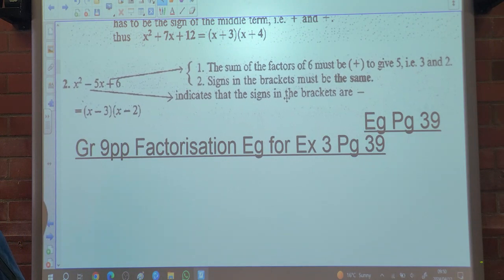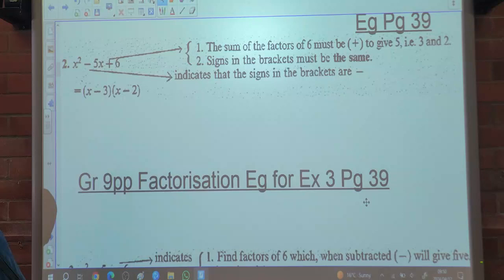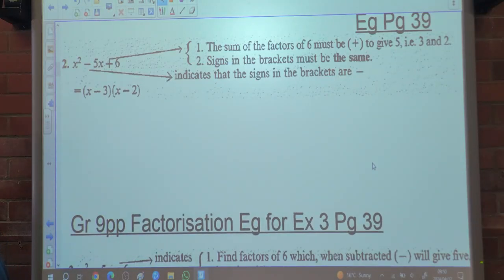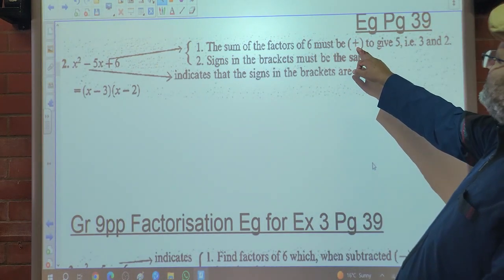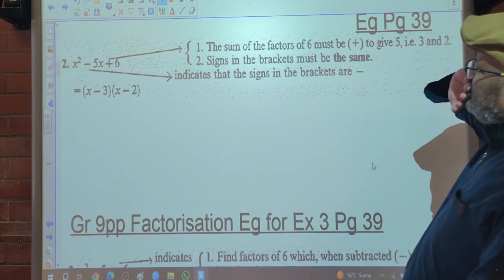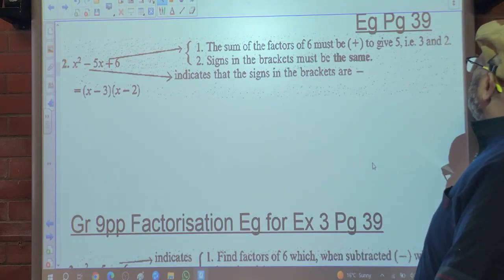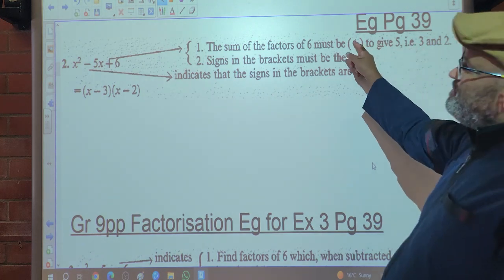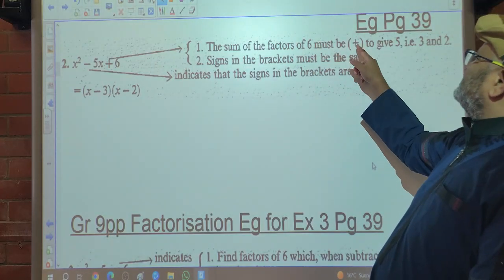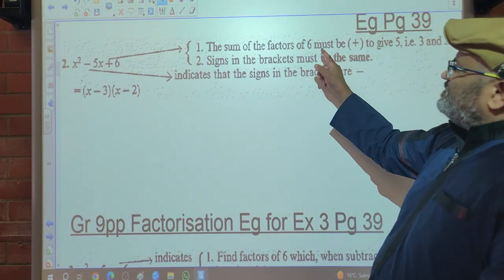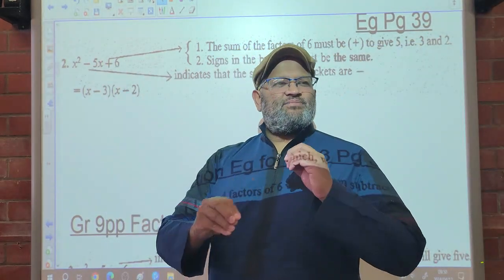Let's just read what they're saying to us. In number 2, the sum of the factors of 6 must be positive to give 5, i.e. 2 and 3. Why must this be positive? The sum of the factors of 6 must give us 5. So why are we looking at the sum? Because this is positive. If this had to be negative, we would have subtracted the factors.